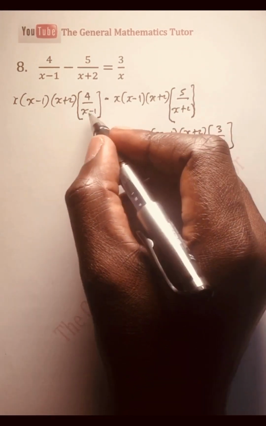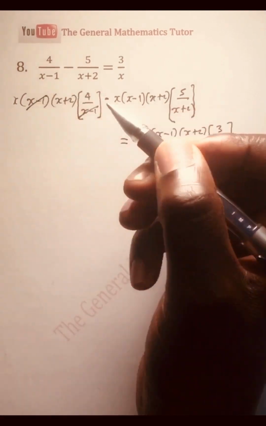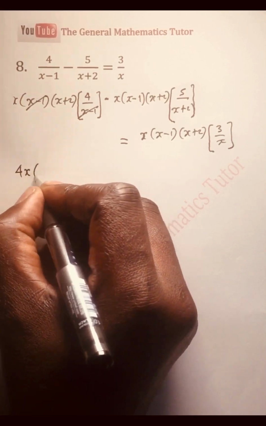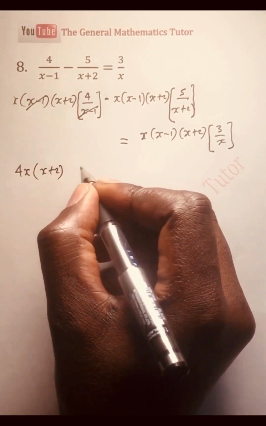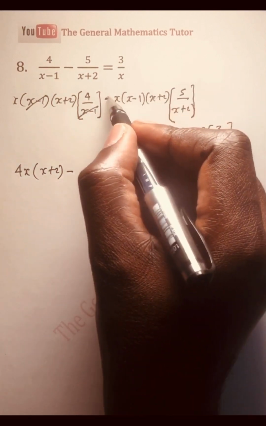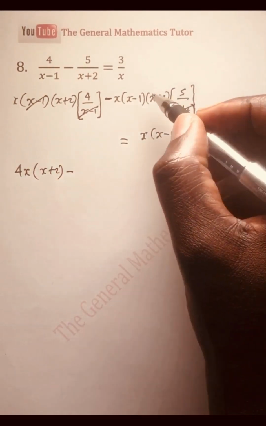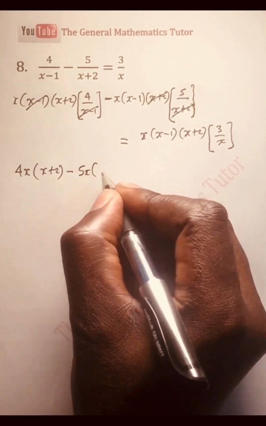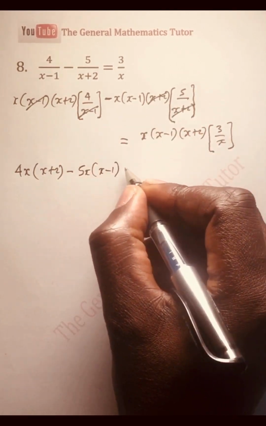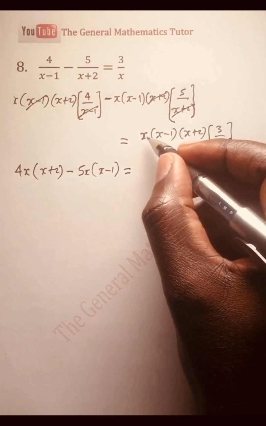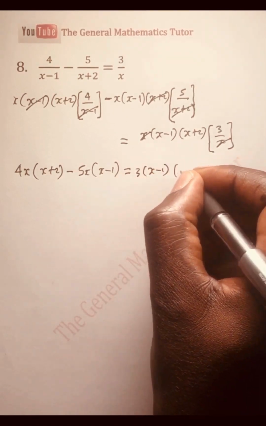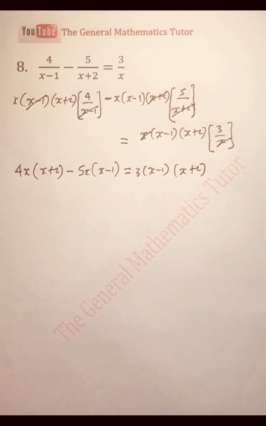So for the first case, x minus 1 and x minus 1 will cancel, so we are left with 4 times x, that is 4x into x plus 2 minus, in the second case, x plus 2 and x plus 2 will cancel, so we're left with 5 times x, that is 5x into x minus 1 is equal to, this side x and x will cancel, so that we're left with 3 into x minus 1 into x plus 2. So all we need to do is just open up the brackets.